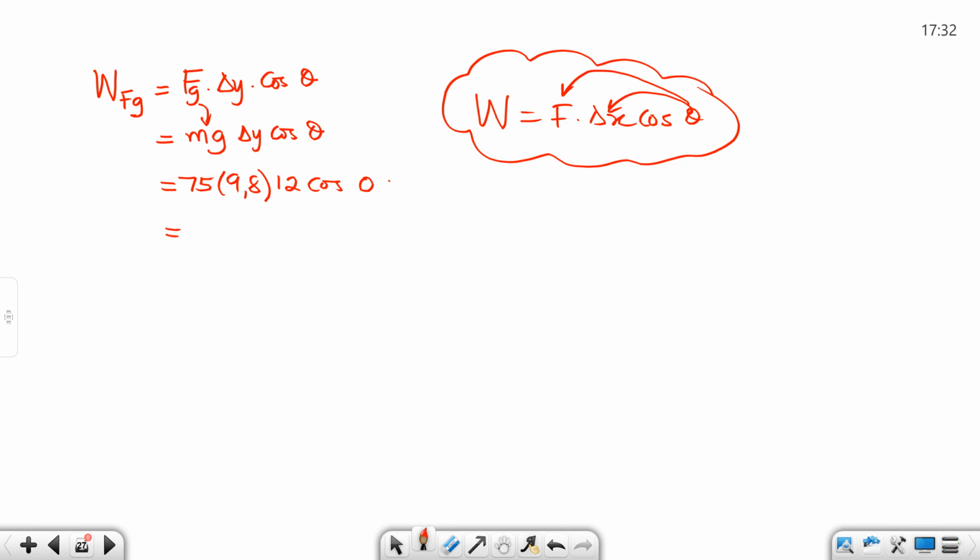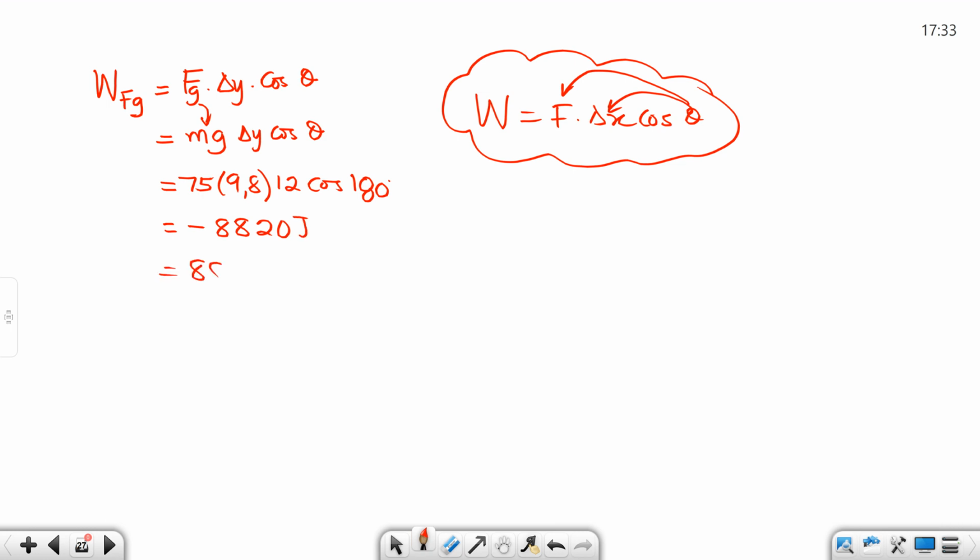My angle is 0. The displacement is going up. Oh, sorry. We are using gravity, right? Sorry. Gravity is going to be 180. Okay. So what's our answer? Negative 8820 joules. All right.